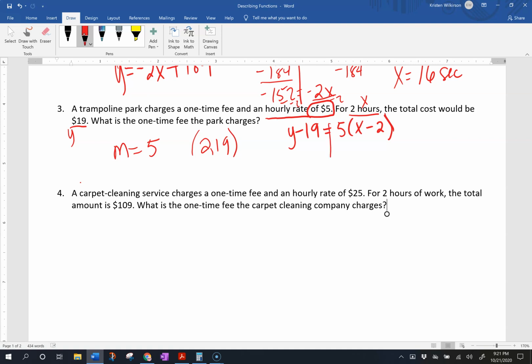So I'm going to distribute the 5, so that'd be 5x minus 10 is equal to y minus 19. So I'm going to add my 19. Remember, you line it up with the constant because it's just a number. So y is equal to 5x plus 9. So they charge $9 for their one-time fee.